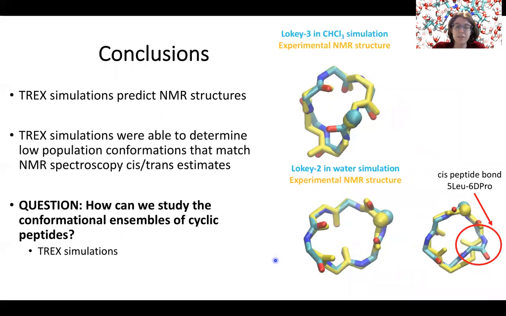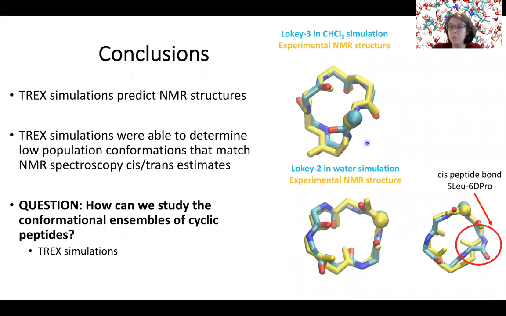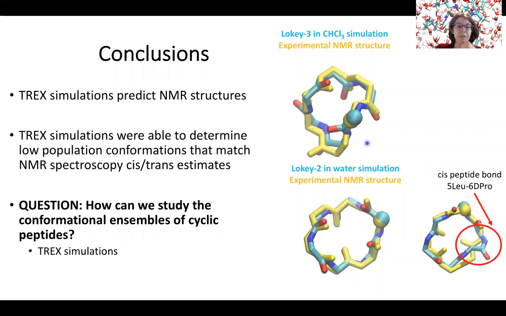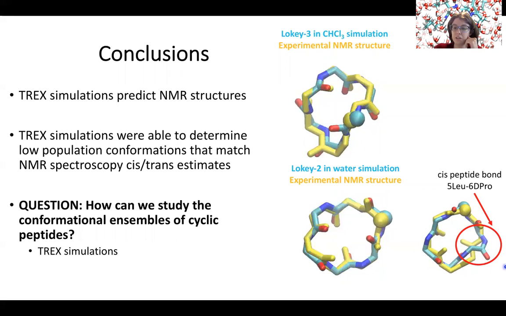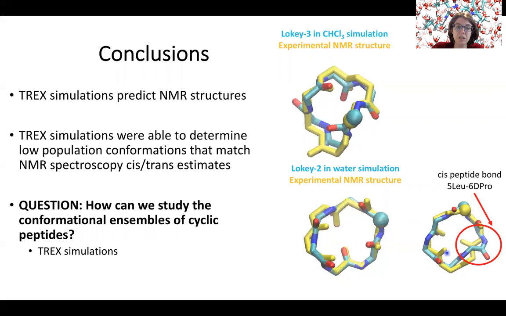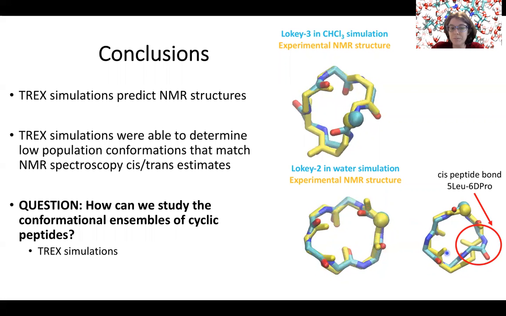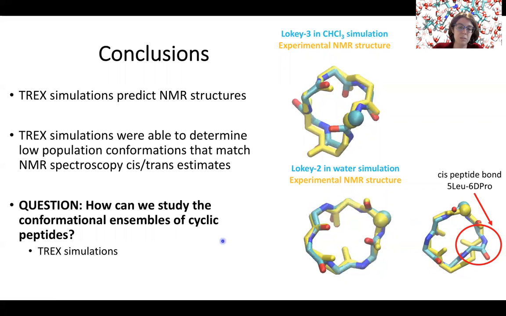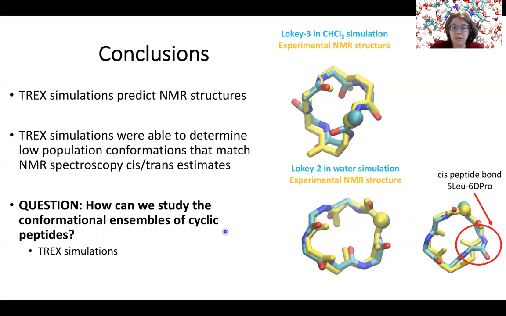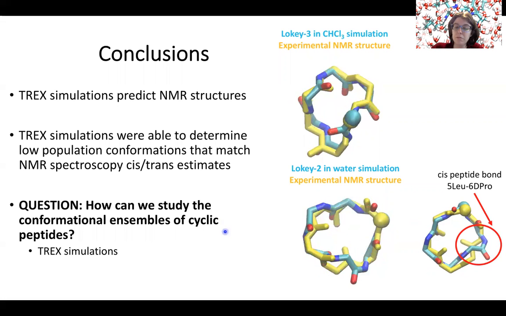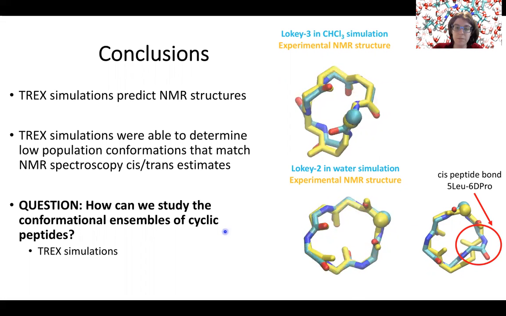So to summarize, our T-Rex simulations were able to predict the NMR structures representative of the most populous conformations. Our T-Rex simulations were also able to determine low population conformations, such as this one, that match NMR spectroscopy cis-trans estimates. So in answer to the question I posed at the beginning of the talk, we think that T-Rex simulations are a great way to look at the conformational ensembles of cyclic peptides.